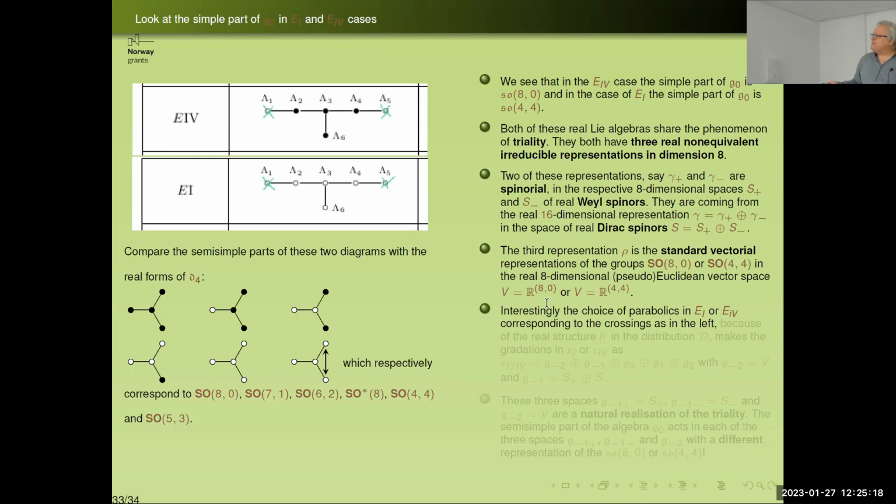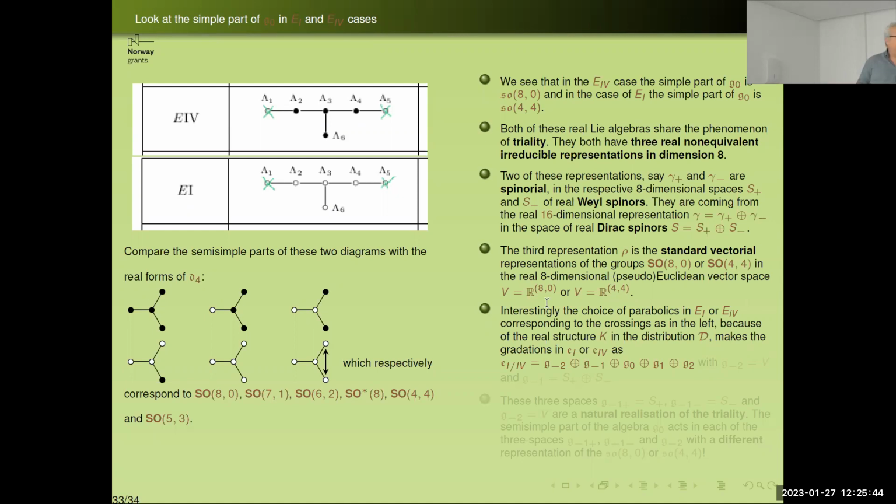And if we just make this choice of parabolics in E1 and E4, then we get the split of E1 or E4 into G0, which is my D4, plus these 2 pieces, and this G0 acts naturally on G minus 1, which is of dimension 16, and acts naturally on G minus 2 of dimension 8.